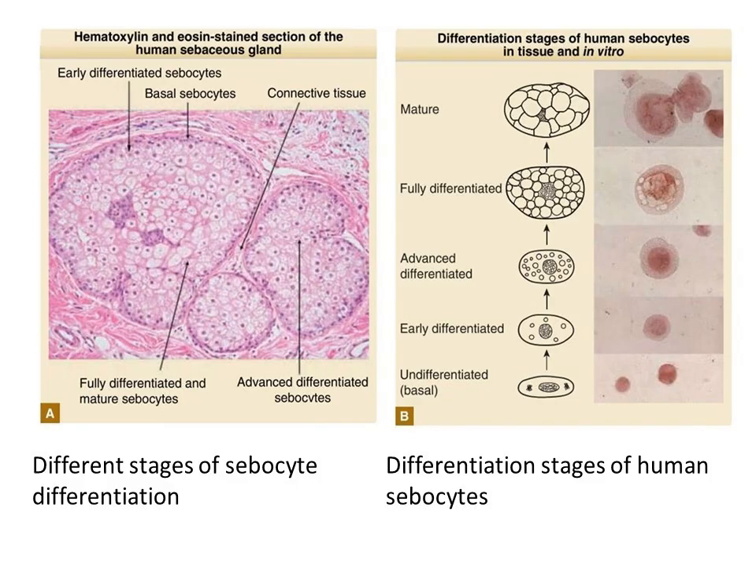The left picture shows different stages of sebocyte differentiation under H and E stain section. The right one shows differentiation stages of human sebocytes in tissue, left, and in vitro, right.